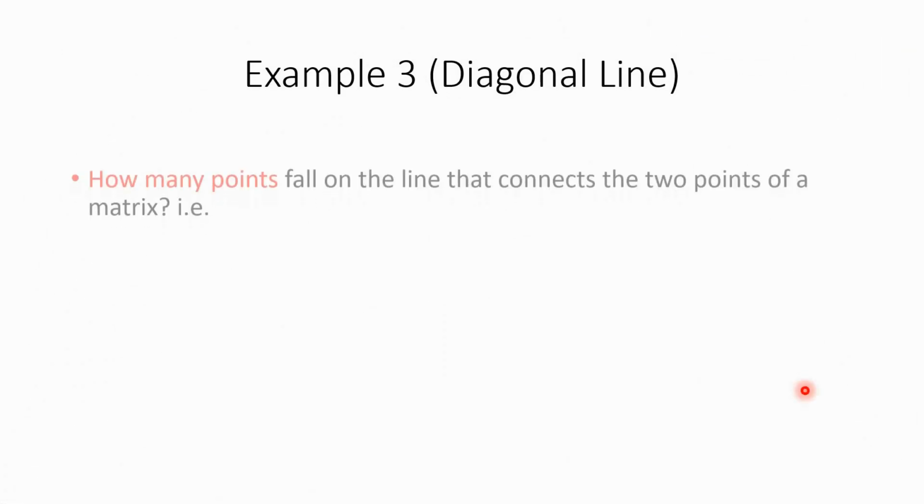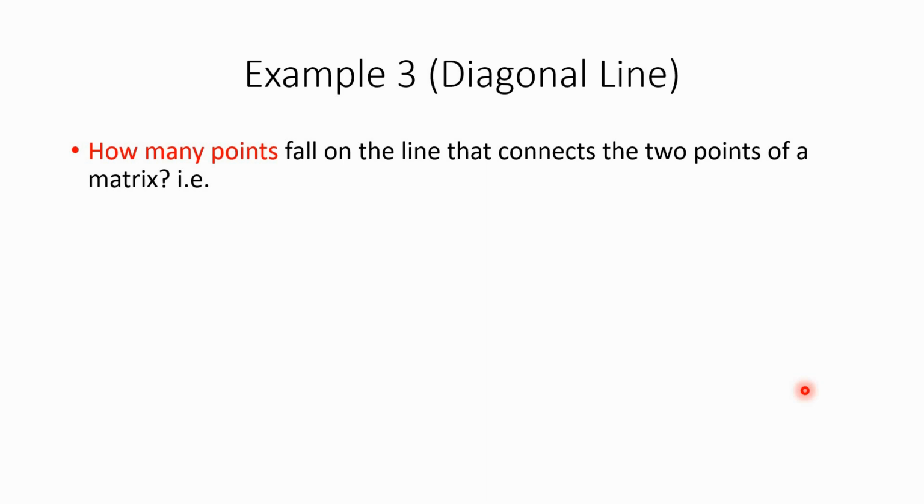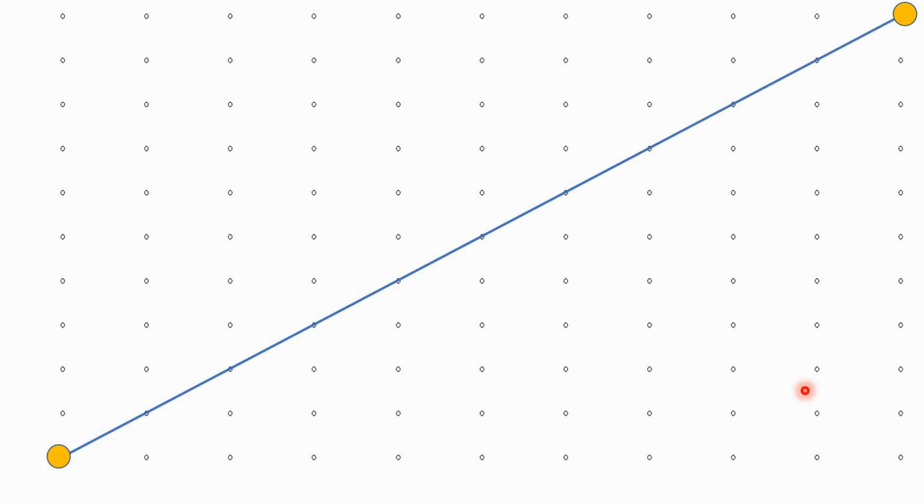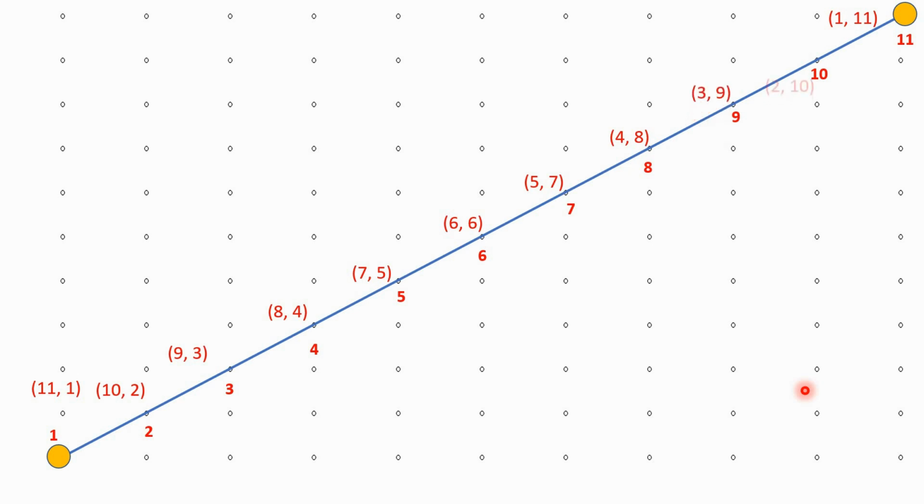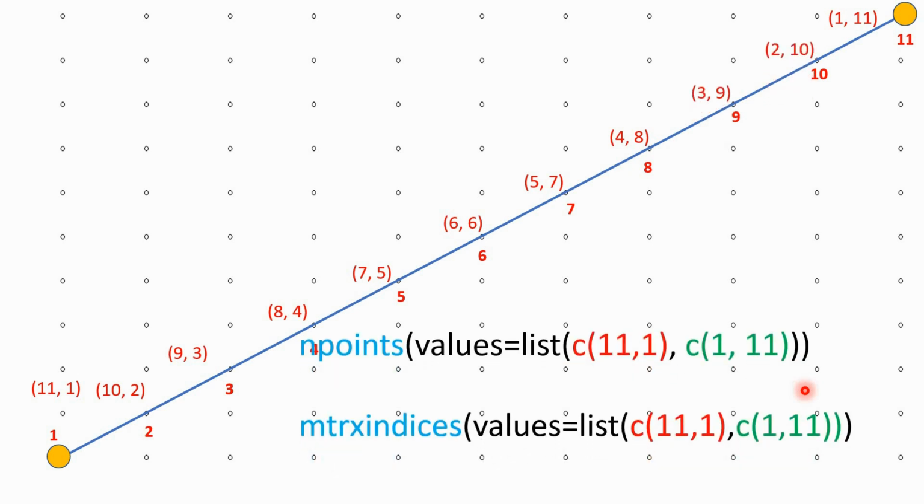Now this time a diagonal line. So how many points fall on the line that connects the 2 points of a matrix from 11, 1 to 1, 11? This is the first point. And this is the second point. You connected these 2 points through a line. And the first point is at 11, 1, that is row number 11 and column number 1. The second point is at row number 1 and column number 11. A total of 11 points fall on this line, and their indices are given here, and these are my functions which will calculate the number of points as well as their indices.